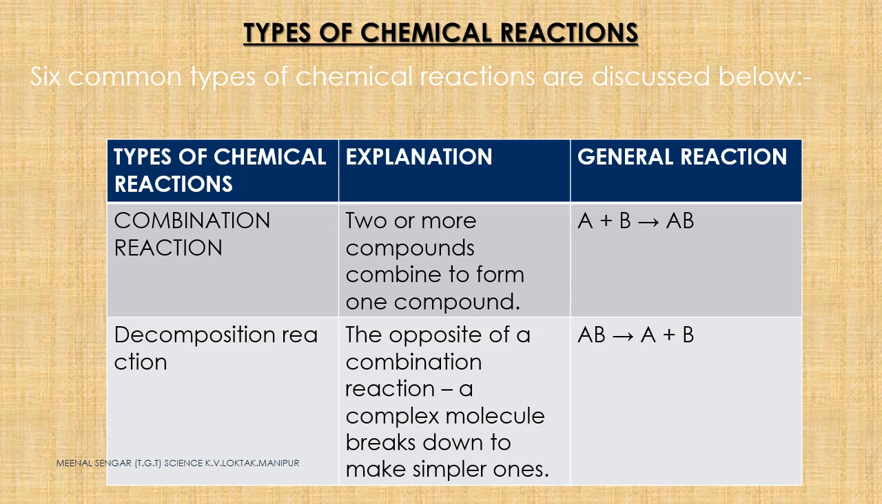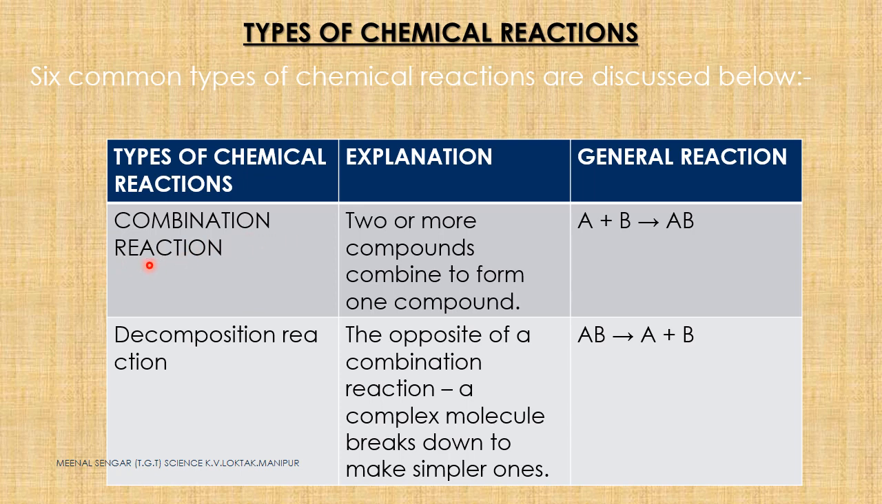What we have written here, you are seeing, is that there are 6 common types of chemical reaction. This is a brief table in which you can see how many types of chemical reaction there are, and after that we will study each chemical reaction in detail. This is the type of chemical reaction, this is the explanation of that type, and this is the general reaction that occurs.